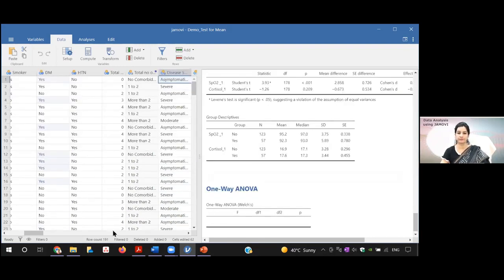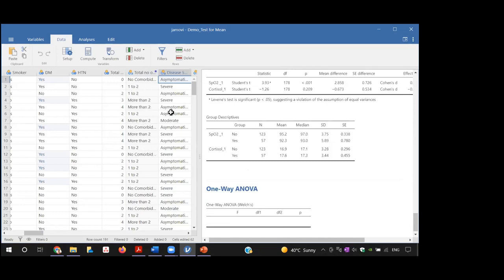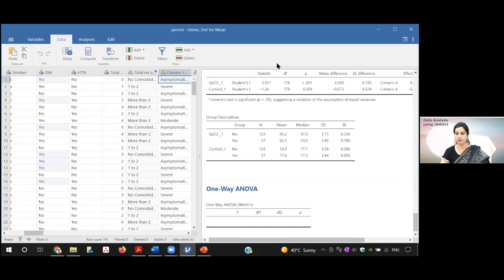Or maybe comorbidities categories, if you want to see, you can have this total number, no comorbidity, 1 to 2 and more than 2. You can take any of these 2. It's up to you because you are the researcher, so you can take any of these 2.